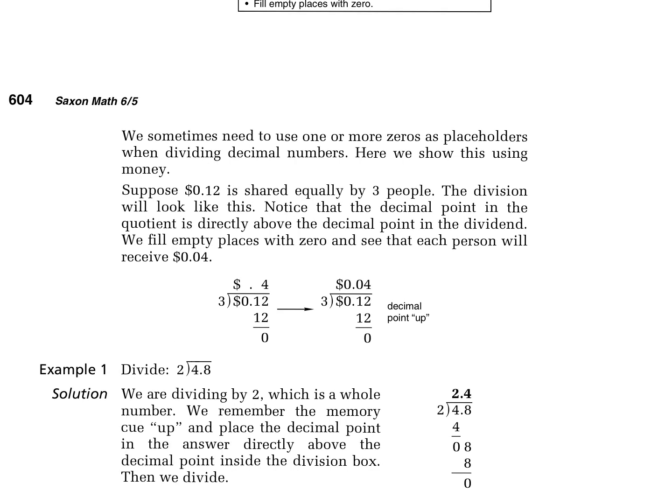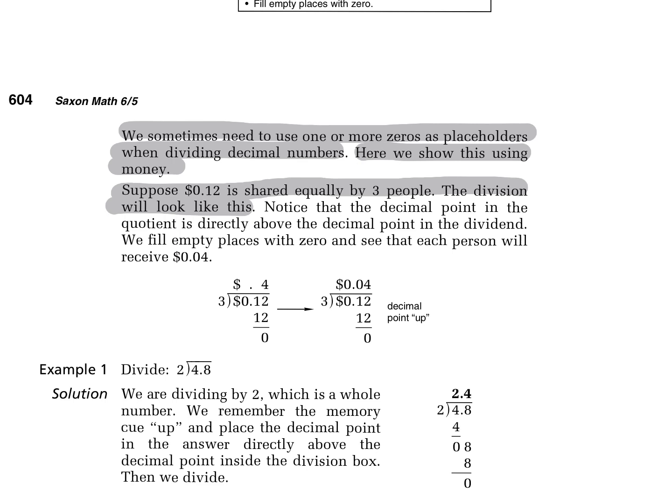Sometimes we need to use one or more zeros as placeholders when dividing decimal numbers. Here we show this using money. Suppose we have 12 cents shared equally by 3 people. The division will look like this. Notice that the decimal point in the quotient is directly above the decimal point in the dividend. We filled the places with zeros to see that each person will receive 4 cents.